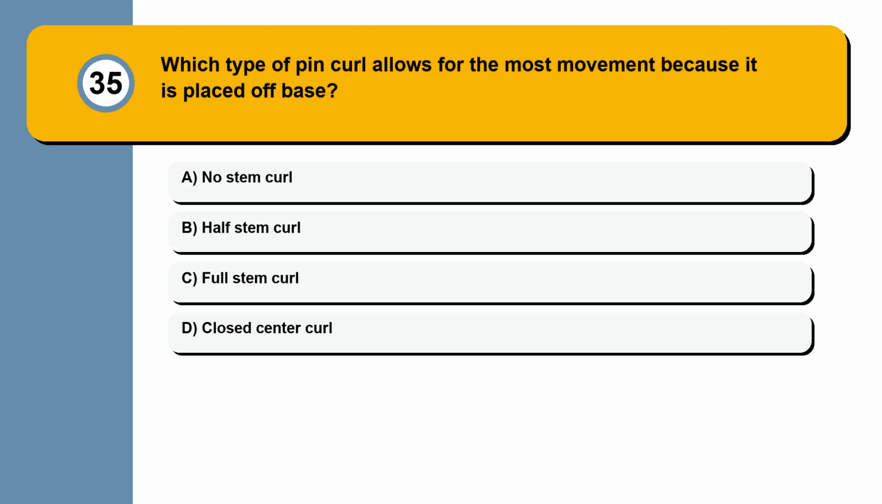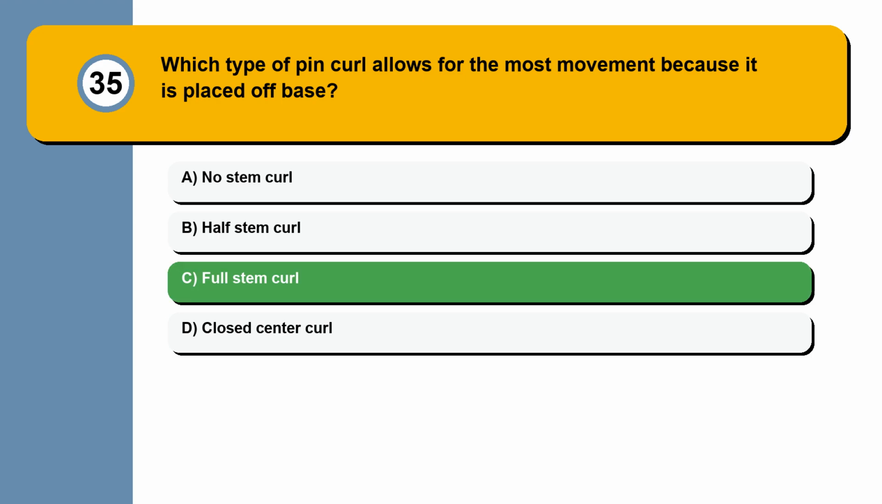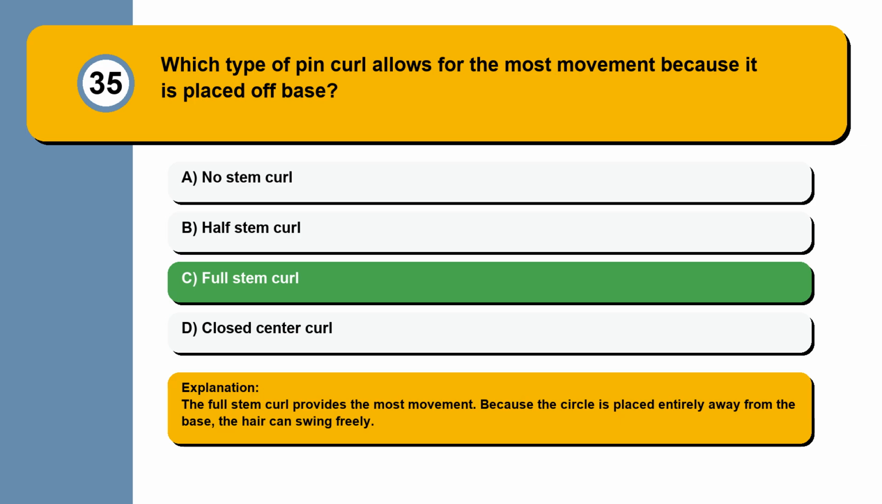Question 35. Which type of pin curl allows for the most movement because it is placed off base? No stem curl, half stem curl, full stem curl, closed center curl. The full stem curl provides the most movement. Because the circle is placed entirely away from the base, the hair can swing freely.